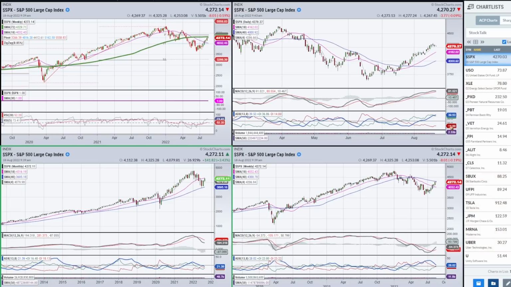The other thing I would tell you is the red DI is only at 14. The sellers are really weak when they're below 15. That's just a good reference point to have.